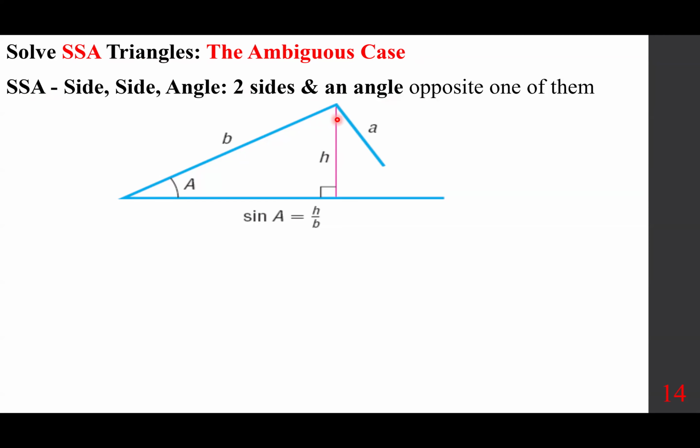As you can see, this is a right triangle, and sine of A is the opposite, H, over the hypotenuse, b. H is b times sine A. If you do the cross product, everybody, 1 times H equals b times sine A. So H is the product of b and sine A.